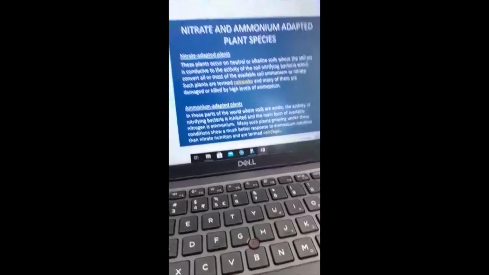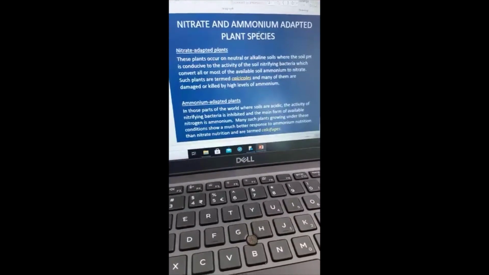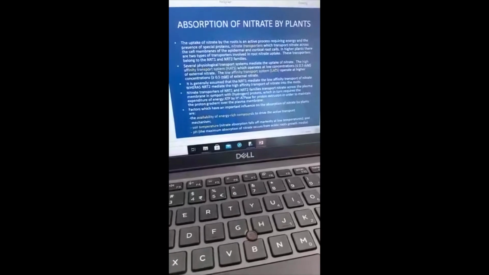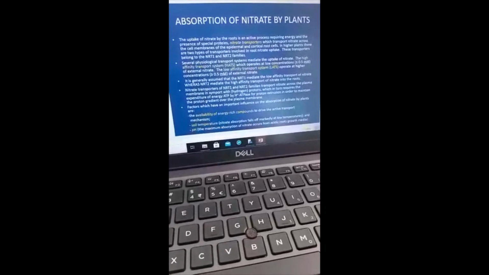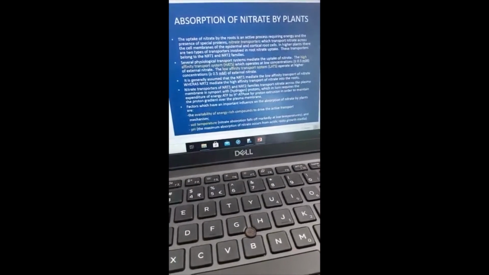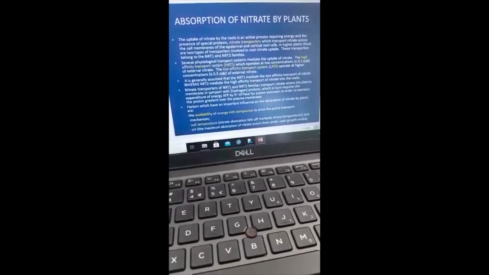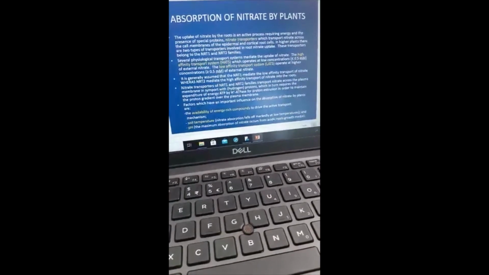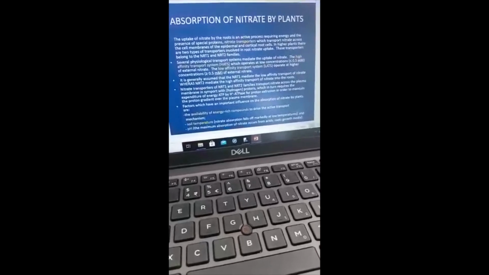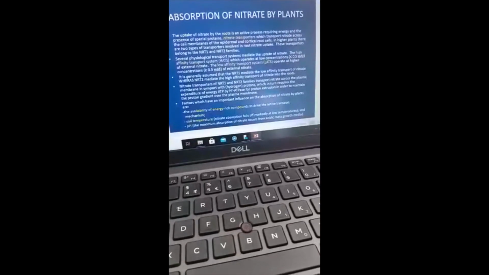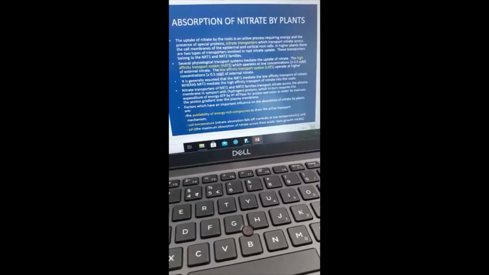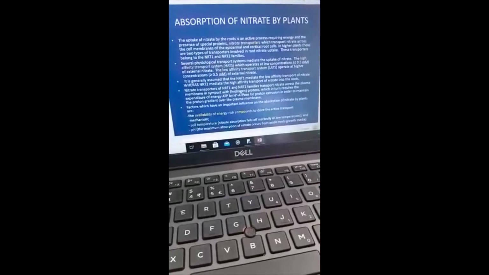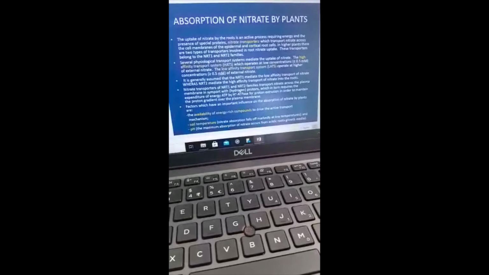So I'm gonna skip this slide now. The next slide deals with the absorption of nitrate. And on this slide is what is called nitrate transporters. These are enzymes which play a role in the movement of nitrate from the soil across the membranes of the root cells into the root. They are called nitrate transporters.